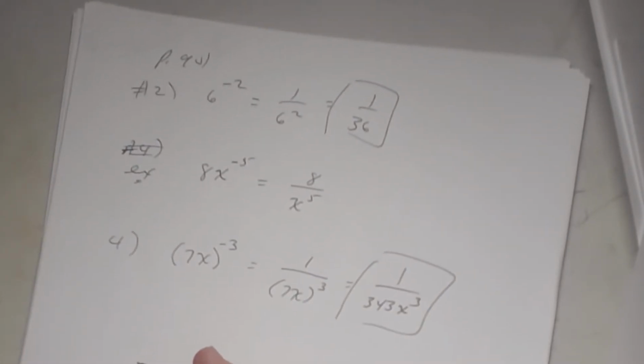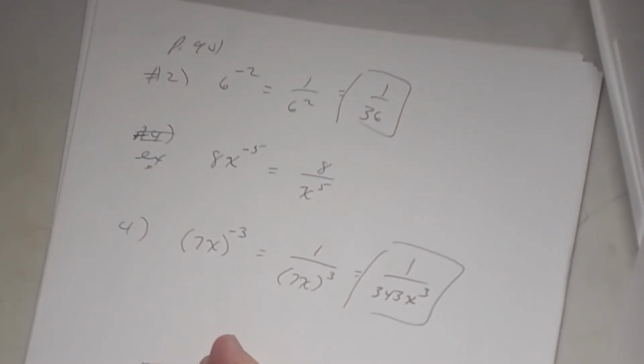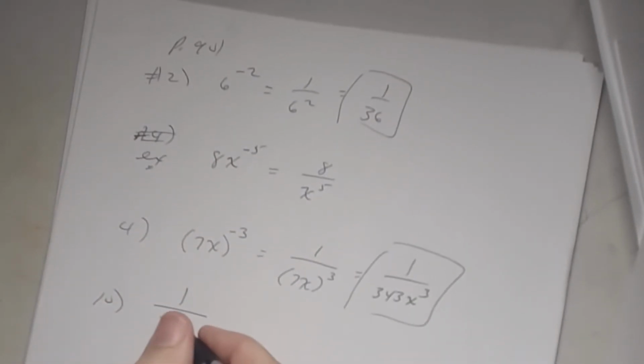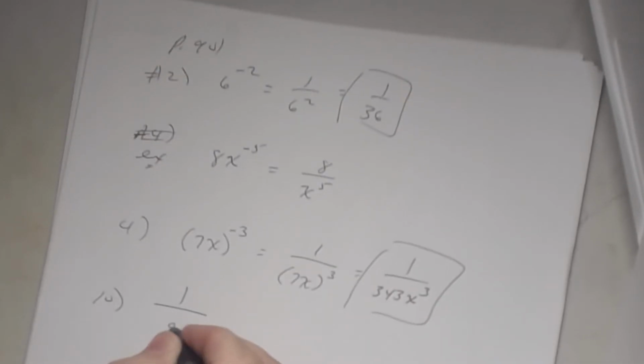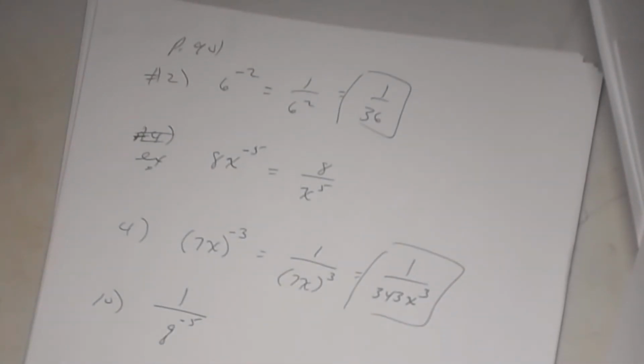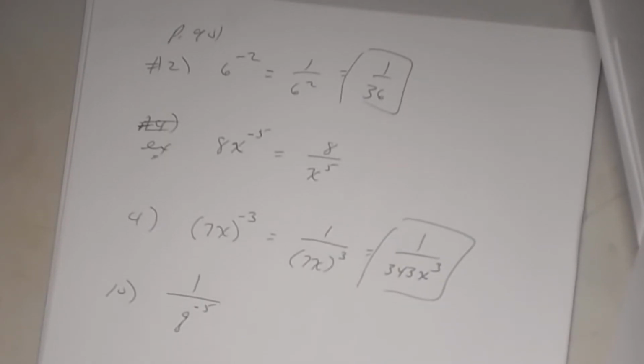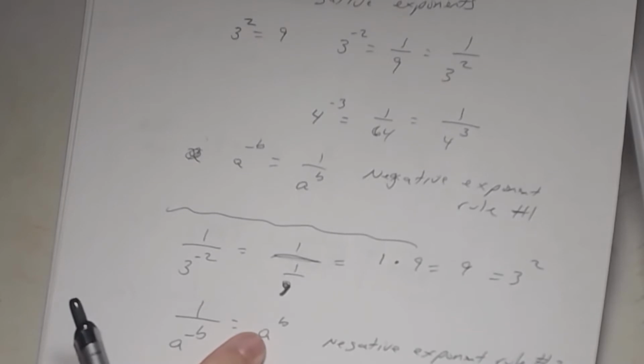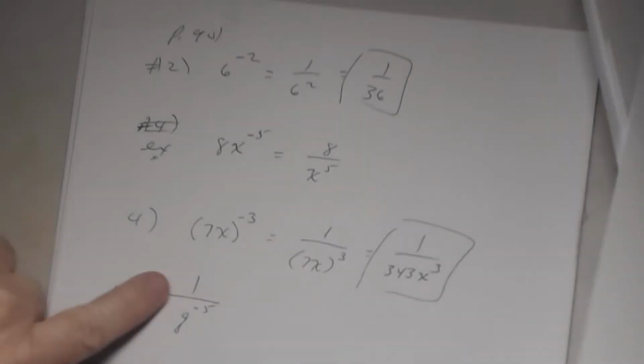All right, let's look at number 10. 1 divided by q to the negative 5th. That's not difficult. What's the answer? Q to the 5th. Y'all agree? Because remember, the rule right here says 1 over a to the negative b is just what? Is just a to the b. 1 over q to the negative 5th is just what? Q to the 5th.